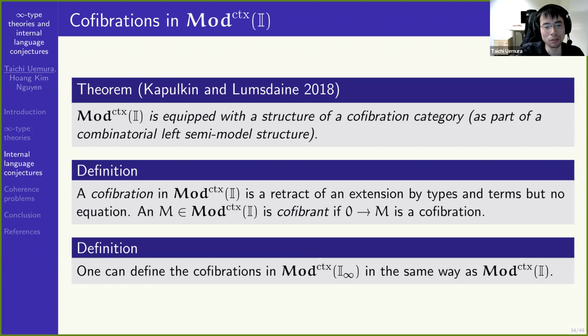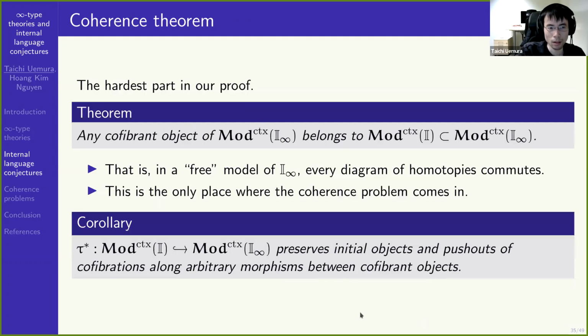And this definition also works for models of I infinity, just by analogy. The key lemma in our proof is this: any cofibrant object of models of I infinity actually belongs to the models of I. This is a kind of coherence theorem. A cofibrant object is almost a free model of I infinity, so this theorem asserts that in a free model of I infinity, any diagram of homotopies must commute.